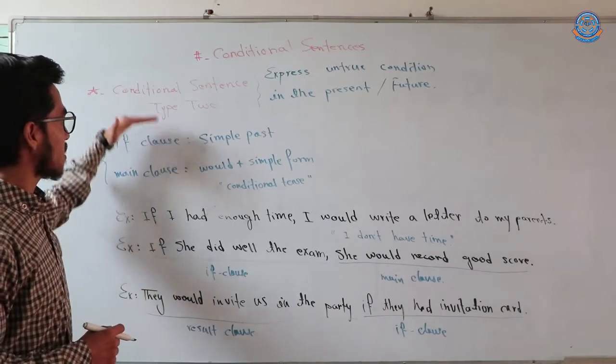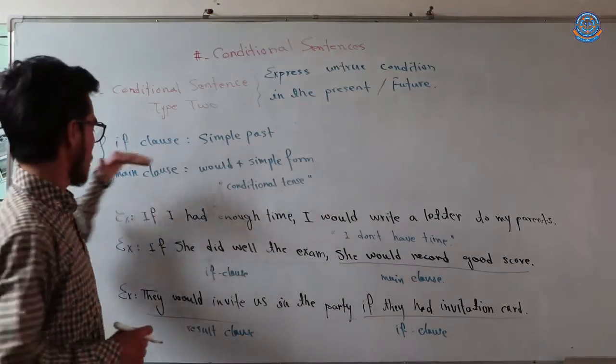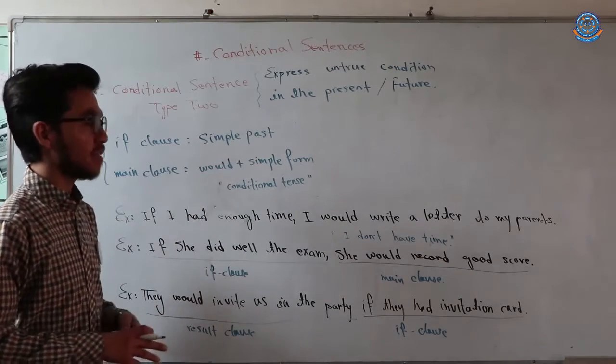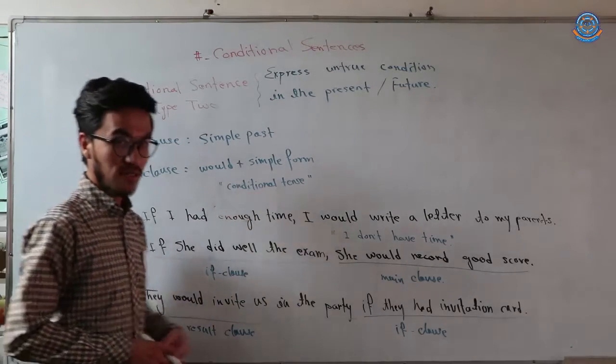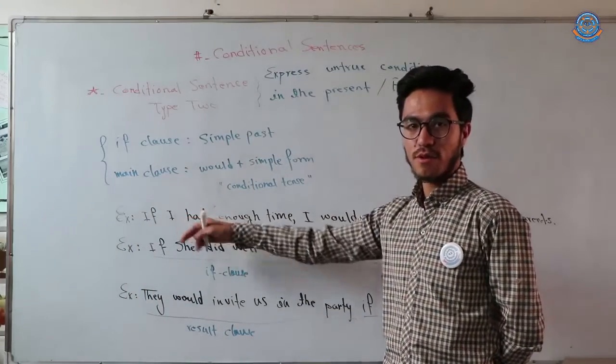If clause in conditional sentence type 2, we're using simple past. And the main clause or result clause would be would plus simple form, or we can say conditional tense. This is going to be the structure. So here are some examples for better understanding.